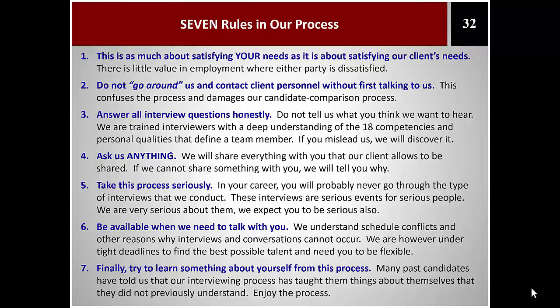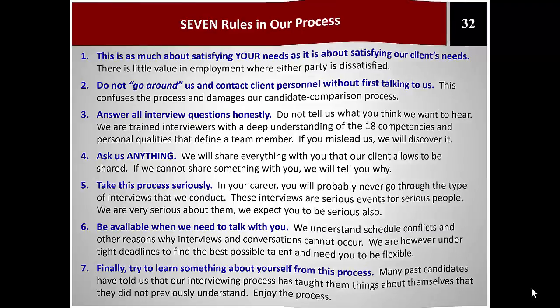And finally, try to learn something about yourself from this process. So many candidates have told us after the interviewing process that it taught them things that they never really thought of about themselves, and that many things they didn't even understand. So enjoy the process. I know it's a bunch of time you're going to go through. We'll try to compress it as much as we can. I'll make that commitment to you, but try to enjoy the process as much as possible.